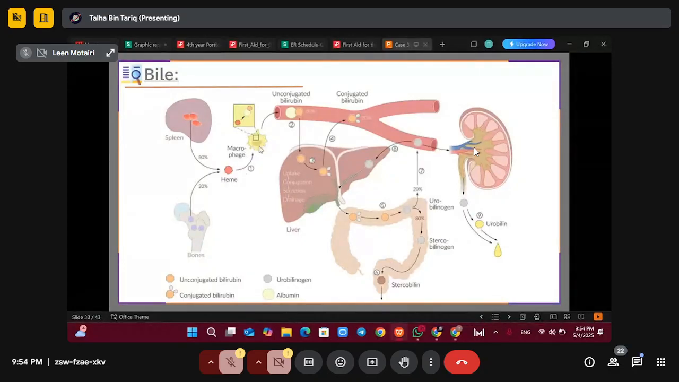This is the heme, the macrophages, unconjugated bilirubin coming to the liver, getting conjugated, getting secreted into the bile. The conjugated bilirubin is then getting unconjugated, and by the intestinal bacteria it's being converted into urobilinogen, and from urobilinogen we have stercobilinogen and then stercobilin, and some of it will be reabsorbed back into the kidneys, form urobilin, and urobilin will be secreted into the urine. This is the main picture which is going on.